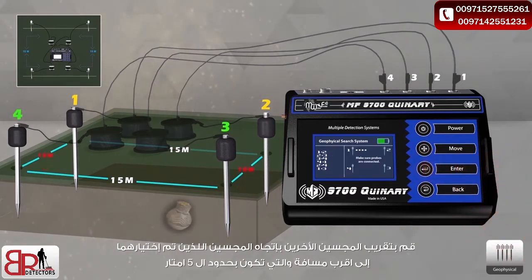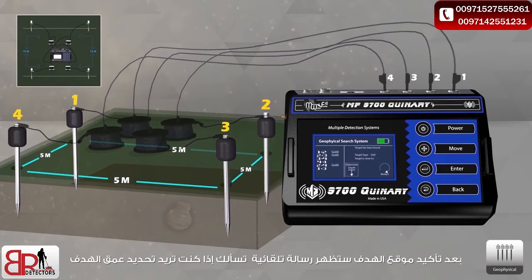Reduce the distance between the probes you have chosen to the nearest distance, which is within 5 meters. After confining the target location, an automatic message will appear asking if you want to specify the target depth.